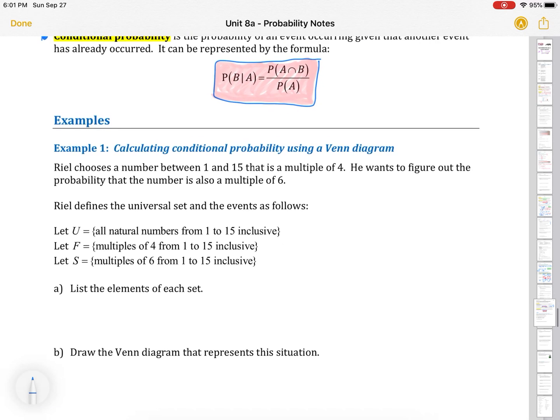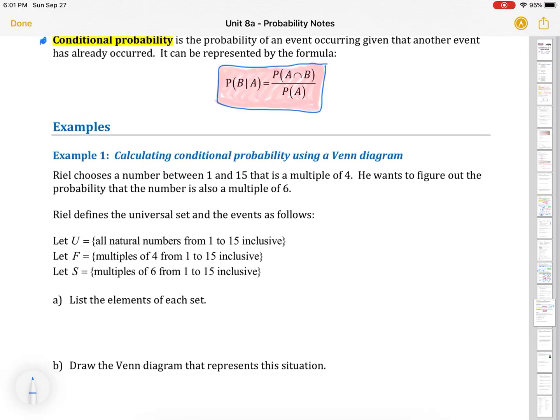All right, so let's look at a few examples. Calculating conditional probability using a Venn diagram. We can use a Venn diagram to help us determine this. Good thing we've done set theory, and good thing this reviews that for us. Riel chooses a number between 1 and 15 that is a multiple of 4. He wants to figure out the probability that the number is also a multiple of 6. So he defines his universal set and the events as follows.